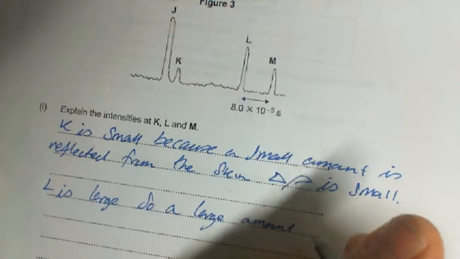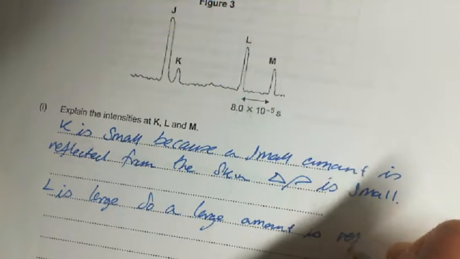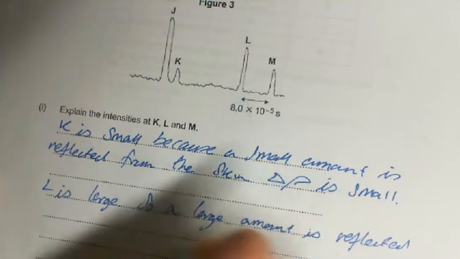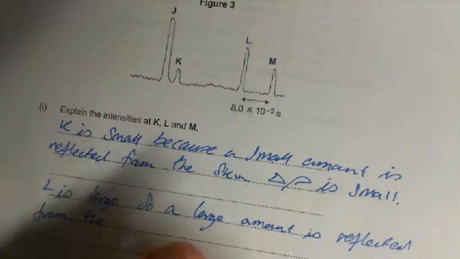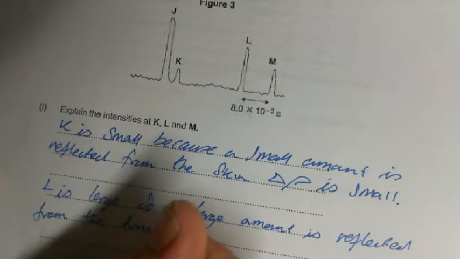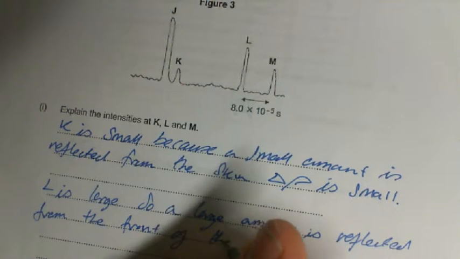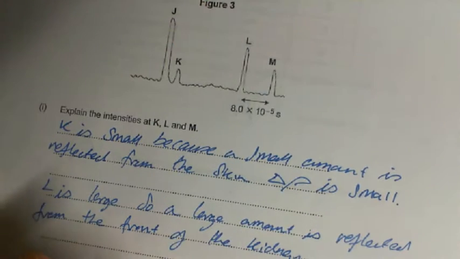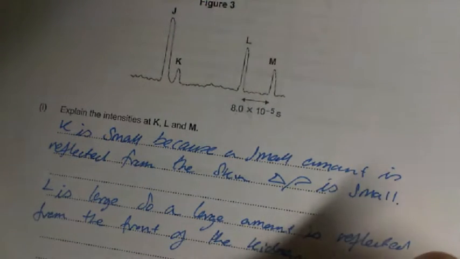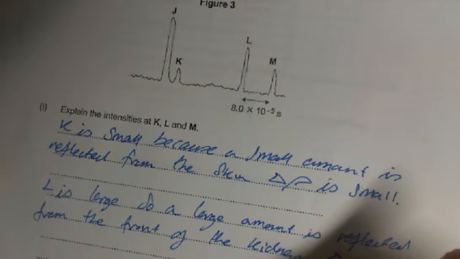so a large amount is reflected from the front of the kidney. And this tells you that the change in density is big.